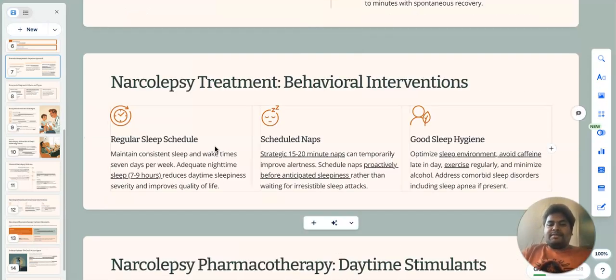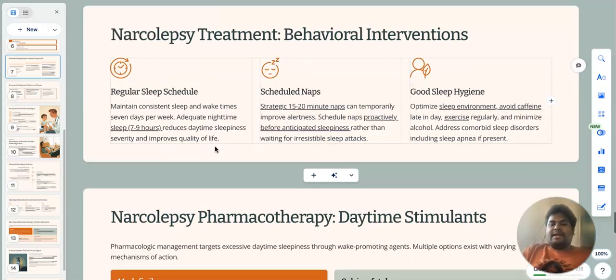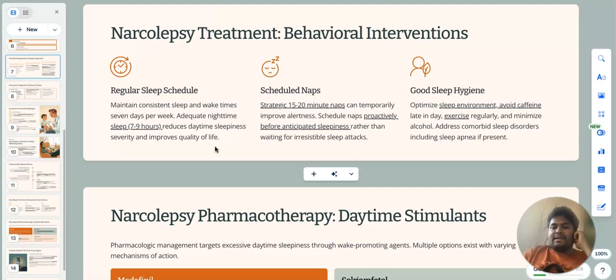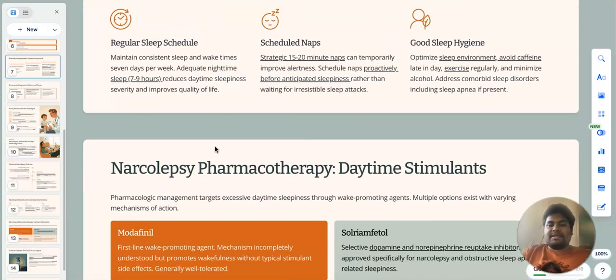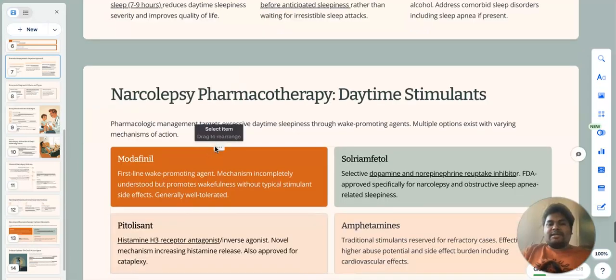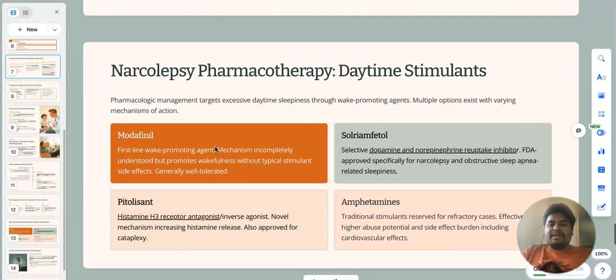So for narcolepsy treatment, again, sleep schedule is important. The person has to sleep for at least 7 to 9 hours, and schedule naps. You can take scheduled naps of, let's say, 15 to 20 minutes proactively before anticipated sleepiness. Okay, and good sleep hygiene, good sleep environment, decreased caffeine at night, and proper exercise is important.